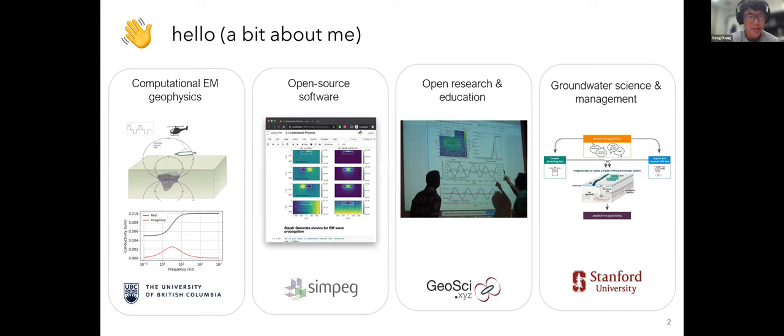Although Alan introduced me in great detail, I want to comment about myself a little bit more. As Alan said, I did my PhD at UBC, and my expertise is in computational electromagnetic geophysics, especially for inductive sources. So today I'm going to focus on the airborne electromagnetic method, which uses this inductive source.